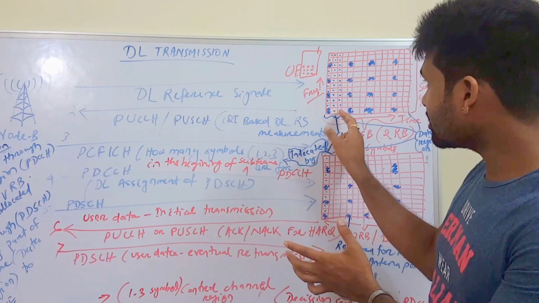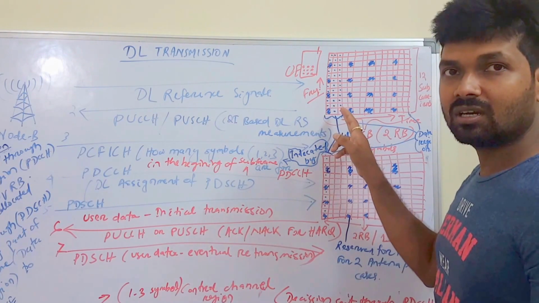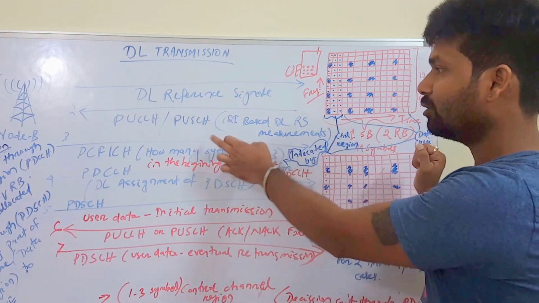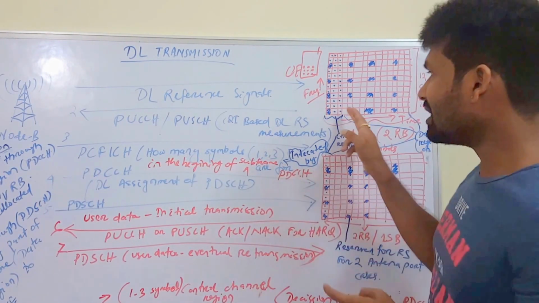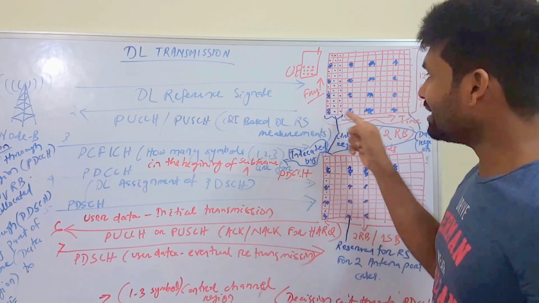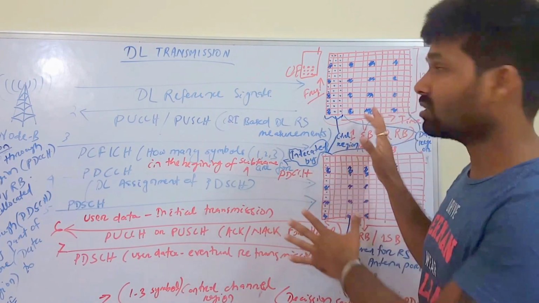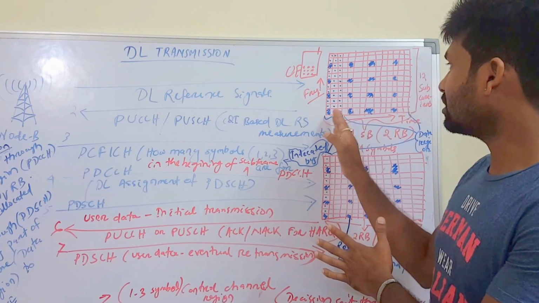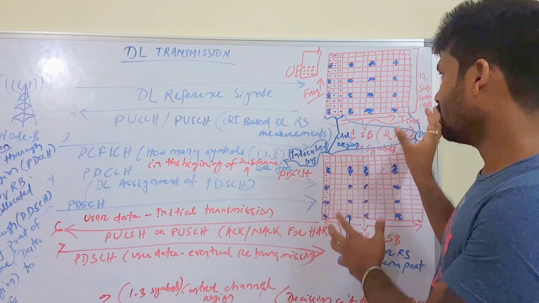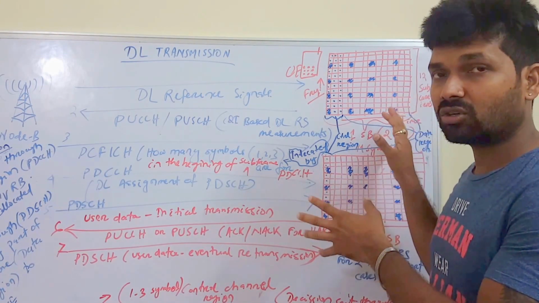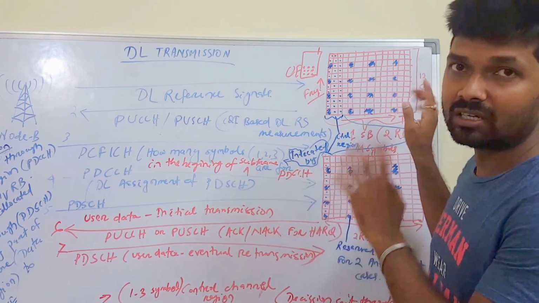The control region is these dotted symbols, symbols 1, 2 and 3. So in this case, 3 symbols are reserved for PDCCH transmission. And the rest of the symbol area, from symbol 4 till 14, is used for PDSCH, or the physical downlink shared channel transmission, or the actual user data, except these blue boxes. These are for reference signals.